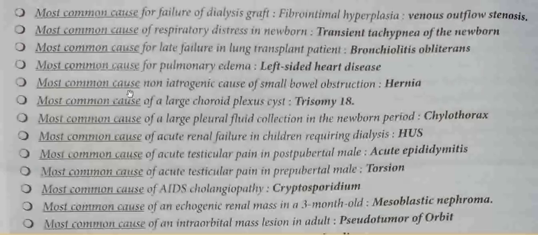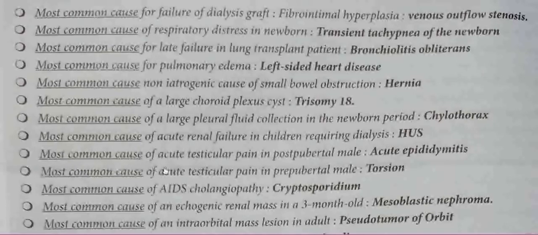Next one is the most common non-etiogenic cause of a small bowel obstruction is hernia, and the most common cause of a large choroid plexus cyst is trisomy 18. The most common cause of a large pleural fluid collection in the newborn is chylothorax. The most common cause of acute renal failure in children requiring dialysis is HUS.